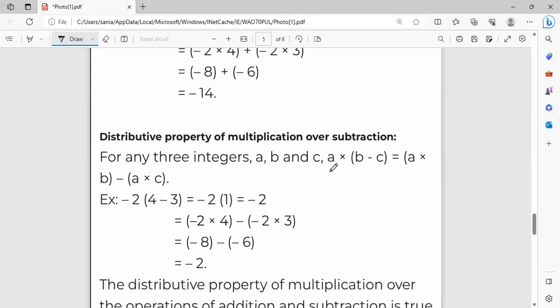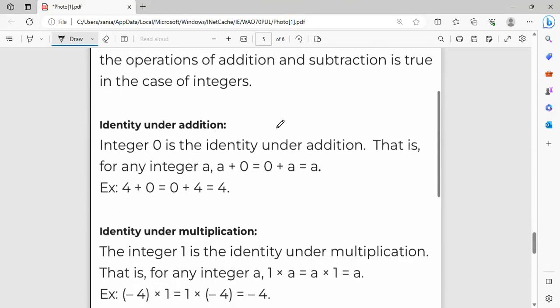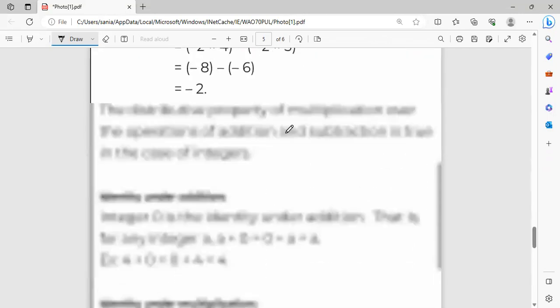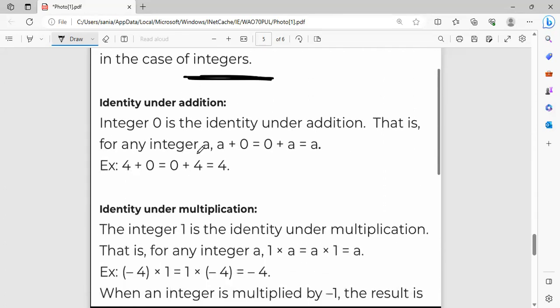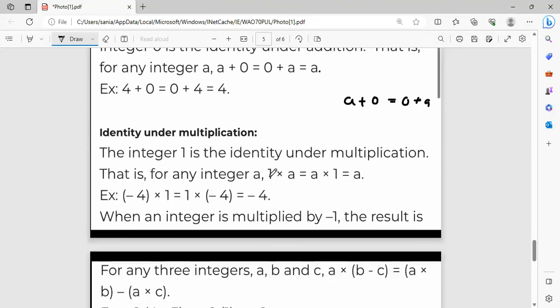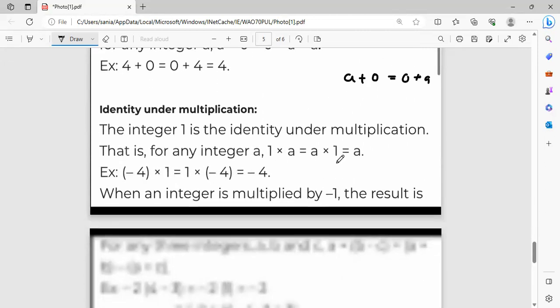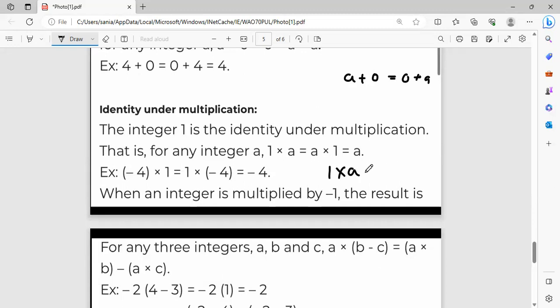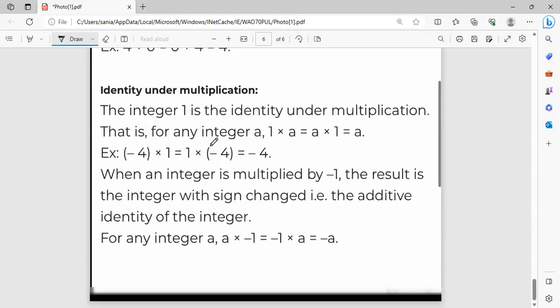And in multiplication also it is possible, right? And over here, identity under addition, right? So this is what you have to remember till here. Remember one thing: the distributive property of multiplication over the operation of addition and subtraction is true in the case of integers. Clear? But similarly, division is not there. So over here in addition, if it is A plus 0, it can be 0 plus A. In multiplication also, if you multiply any number with 1, you get the same number. You can write it as 1 multiplied by A, or A multiplied by 1. You will always get the same answer. Right?